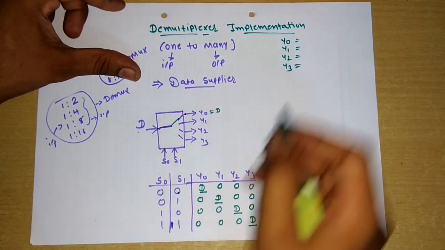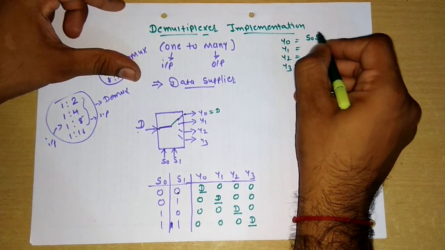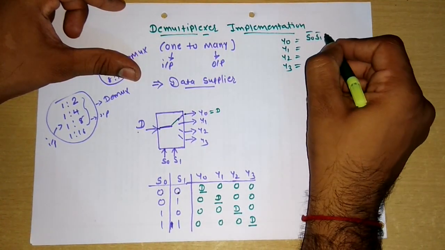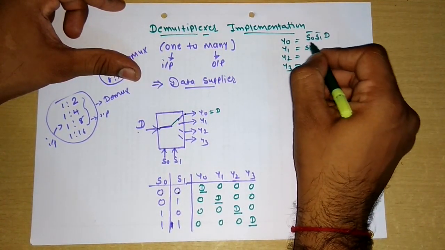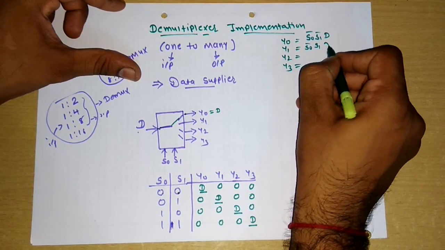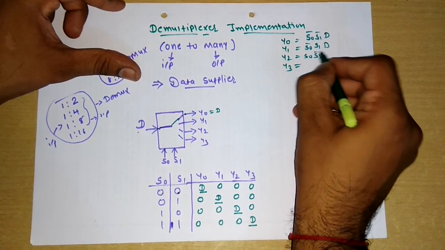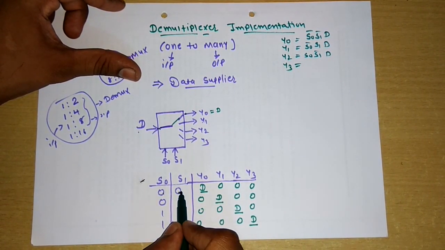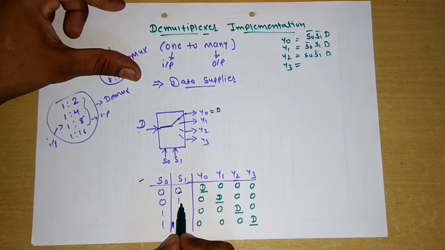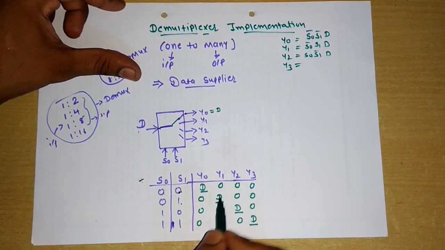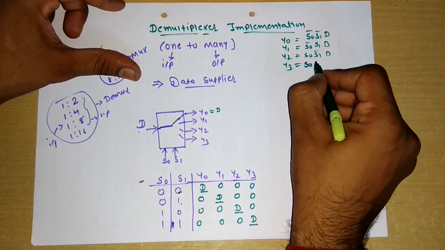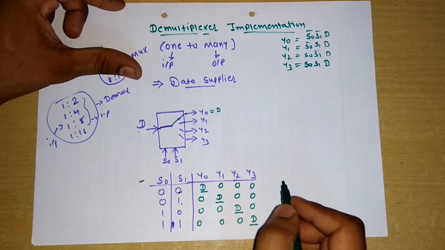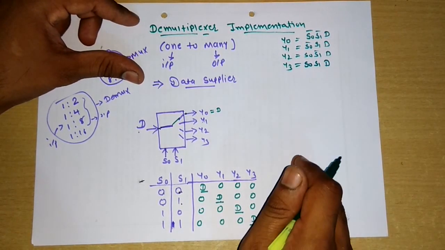So the first equation will be S0 bar S1 bar into D, then S0 bar S1 into D, S0 S1 bar into D. So we are just writing these combinations: S0 bar S1 bar, S0 bar S1, and so on, and we are multiplying D to each combination, and finally S0 S1 D.